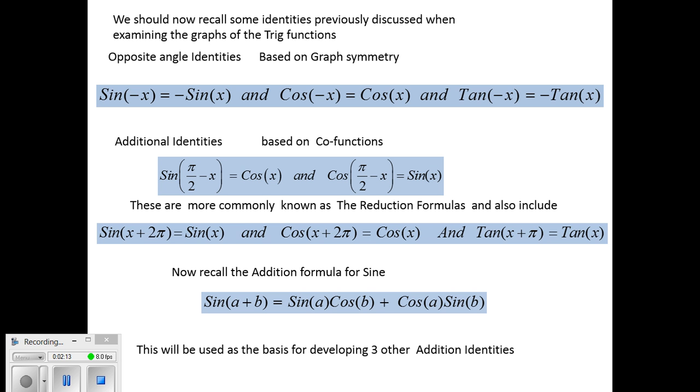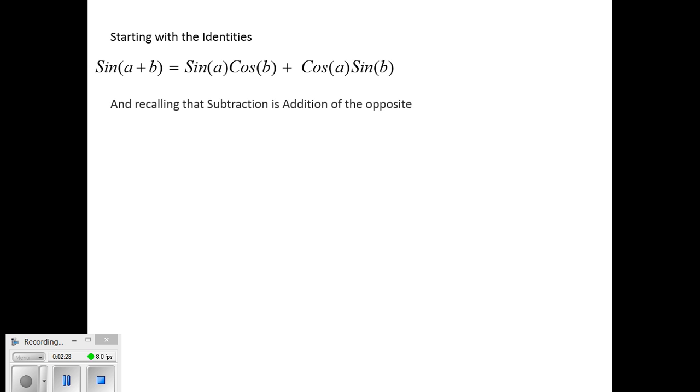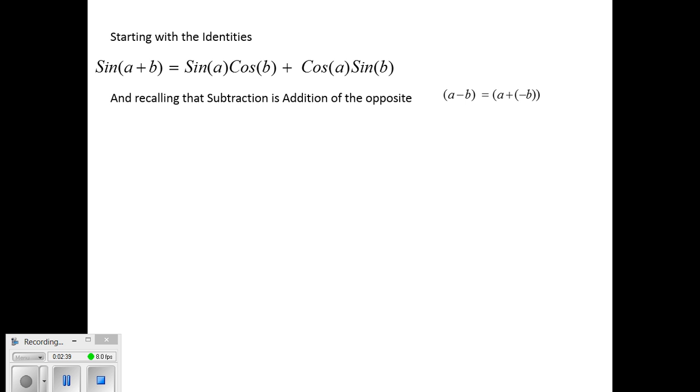So sine of a plus b is sine a cosine b plus cosine a sine b. And on that basis, we're going to say, well, can I come up with the one for the sine of a minus b? And yes, of course you can. Because we can and should realize, of course, that subtraction is addition of the opposite. So therefore, a minus b is nothing more than a plus negative b.